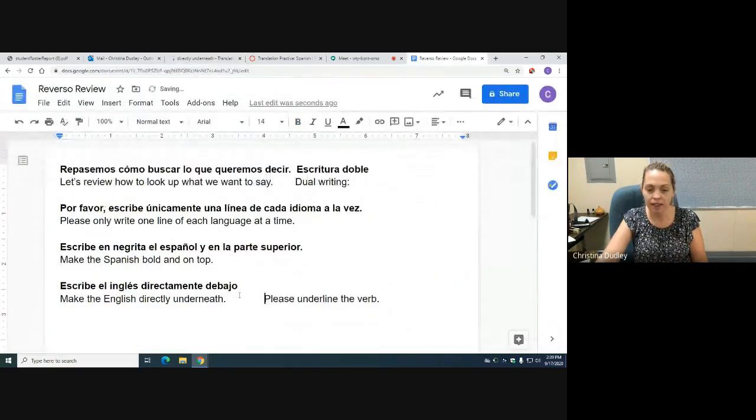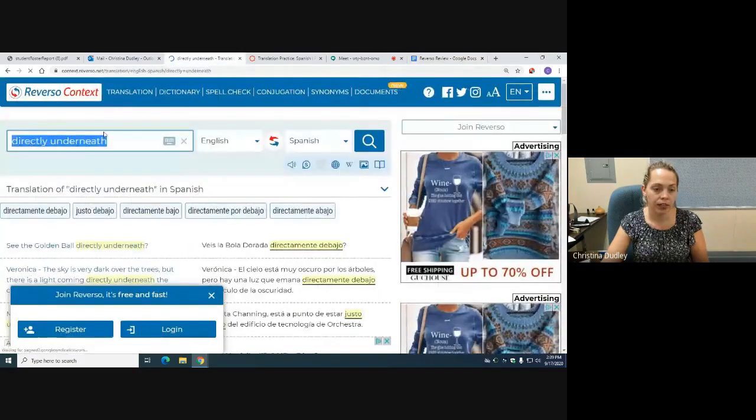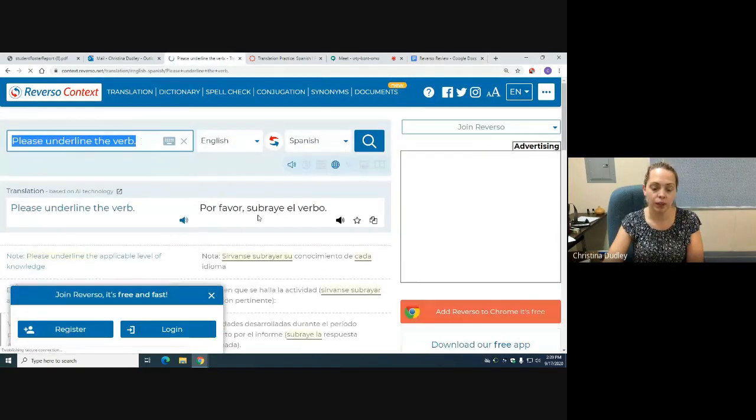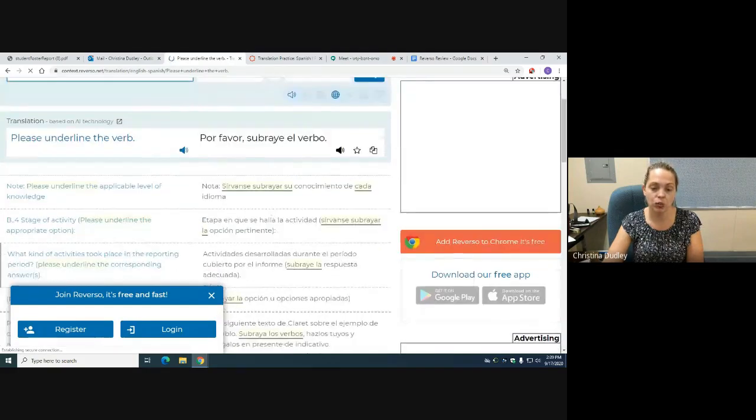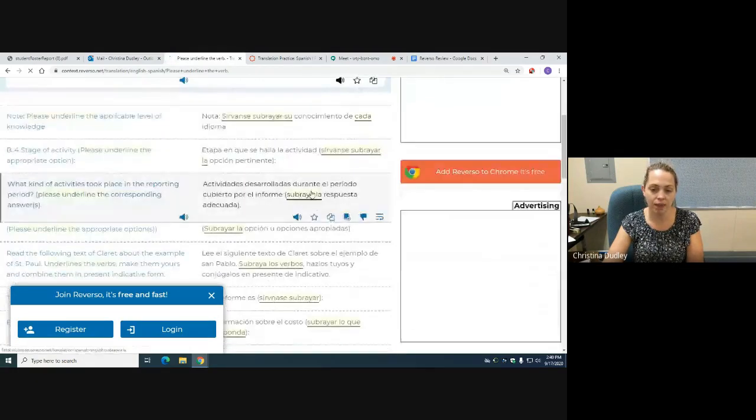Please underline the verb. This is something we didn't quite get to in our lesson, so you do need to go back and do this. Please underline the verb. So let me copy that one over. Put that over here. Close that out. Okay. Please underline the verb. Okay, por favor, we already know is correct. Underline. We need to know if that subraye is correct or not.